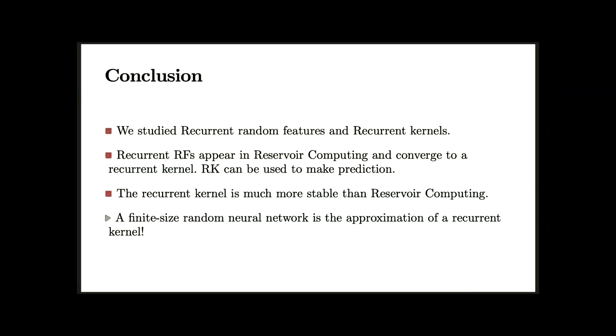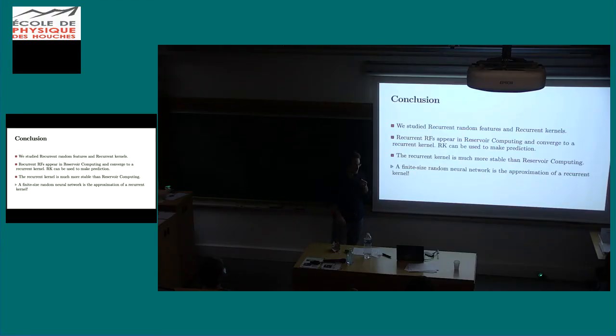So as a conclusion, we studied recurrent random features and recurrent kernels in the framework of reservoir computing. We show that these recurrent random features appear naturally in reservoir computing and converge to a recurrent kernel, which can then be used to make predictions. And we haven't shown that, but the recurrent kernel is actually much more stable than reservoir computing when you have chaotic time series prediction. And we notice that the finite-sized random neural network is the approximation of a recurrent kernel. Thank you.